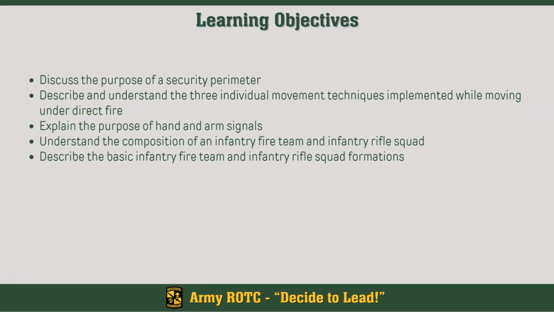All right, so what do I want you to get out of this lesson? Well, we're going to discuss the purpose of a security perimeter, so I want you to be able to understand that as well as the understanding of security in general. I also want you to be able to describe and understand the 3 individual movement techniques, or IMTs, that we implement while we're moving under direct fire. I also want you to be able to explain the purpose of using hand and arm signals, understand the composition of an infantry fire team and the infantry rifle squad, as well as describe their movements and formations.